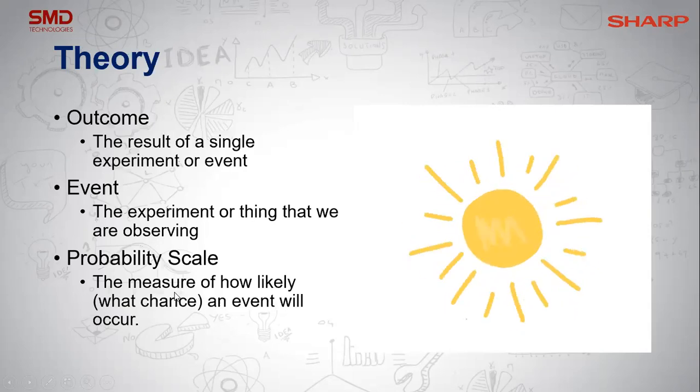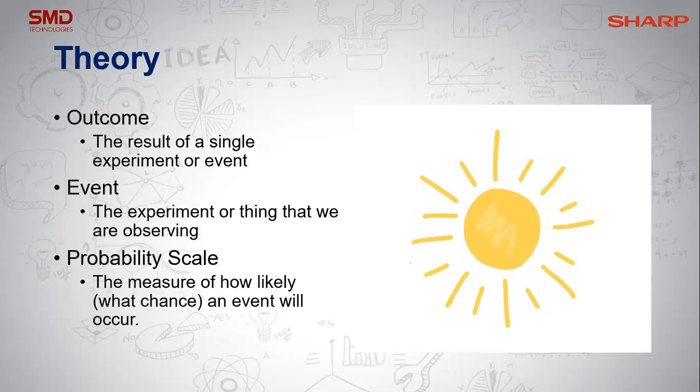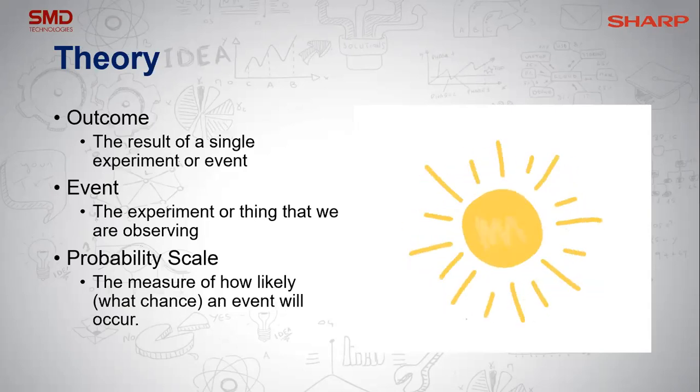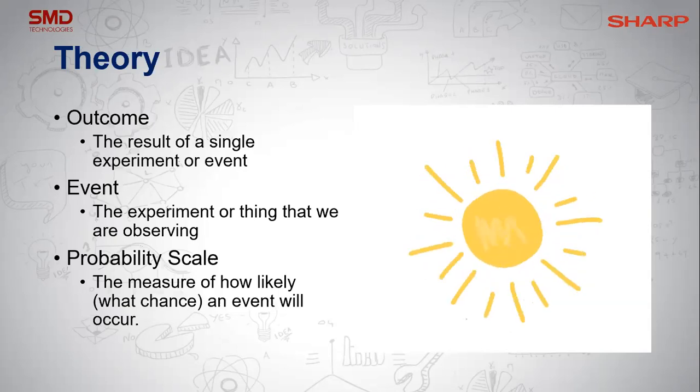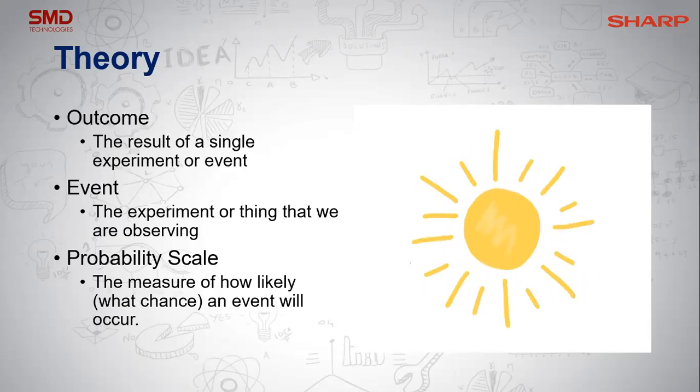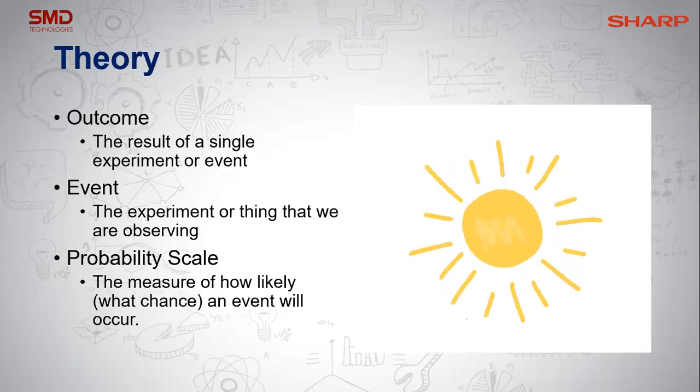Then your probability scale is the measure of how likely an event will occur, or what chance it's going to occur. And we use a probability scale between 0 and 1. So 0 would be absolutely no chance of something happening, and 1 would be it's definitely going to happen and it cannot be stopped. Okay. So you can either use 0 to 1, we use it in decimals, or you can use it as a percentage. So 100% chance is it's definitely going to happen.